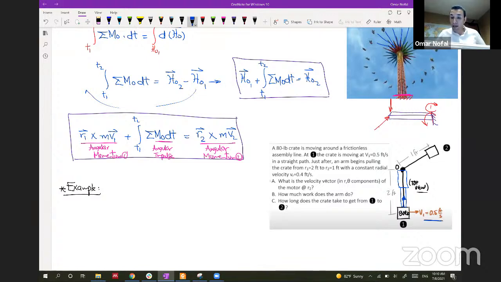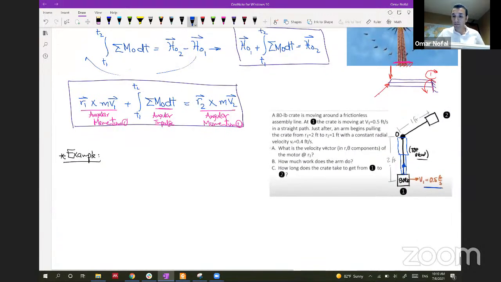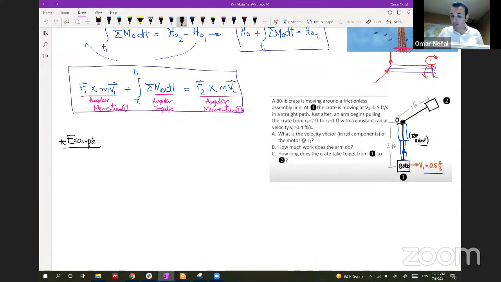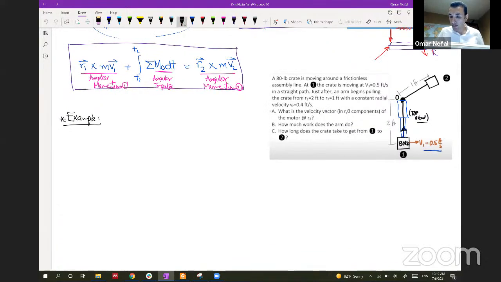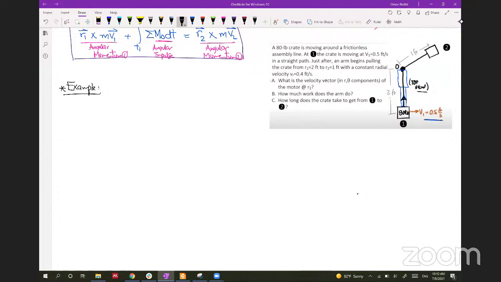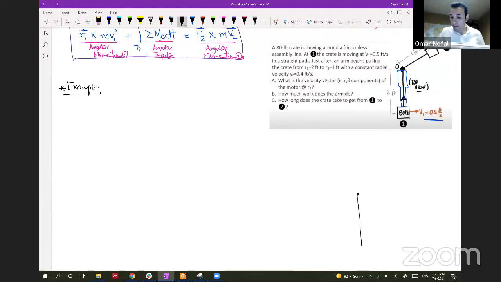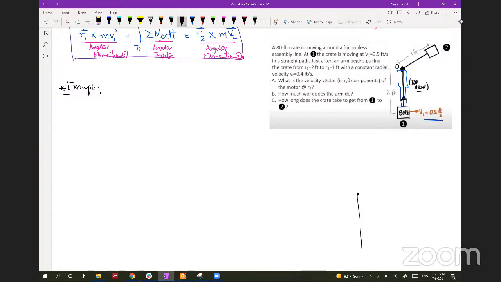coordinate system. And it keeps saying that the crate goes from R1 equal to 2 feet to 1 foot with a constant radial velocity of 0.4 feet per second. Does anybody know, if we are saying that VR is equal to 0.4, is it positive or negative? Like here, it is going this way. Is that a positive direction of VR or a negative direction of VR? I would say positive. So why did you say that? Because the motion is upwards.